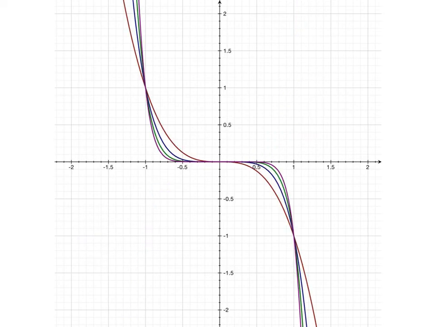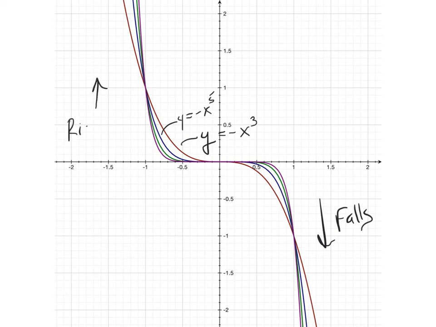And last group here, we've got the reflections. So again, when we negate a function, we know that we're reflecting the graph over the x-axis. So this is negative x cubed, y equals negative x to the 5th, and so on. And we see that when we've got an odd degree and a negative leading coefficient, we're falling to the right and rising to the left.